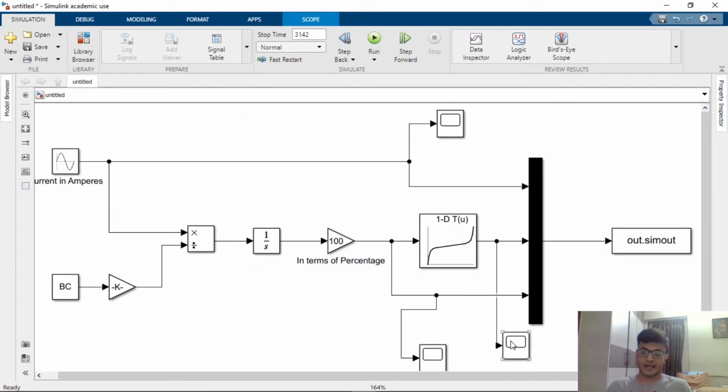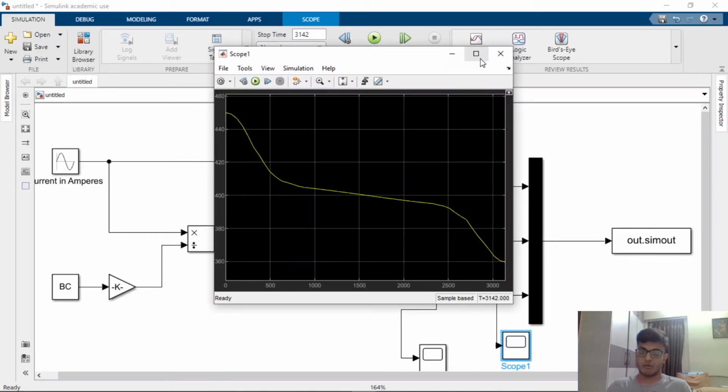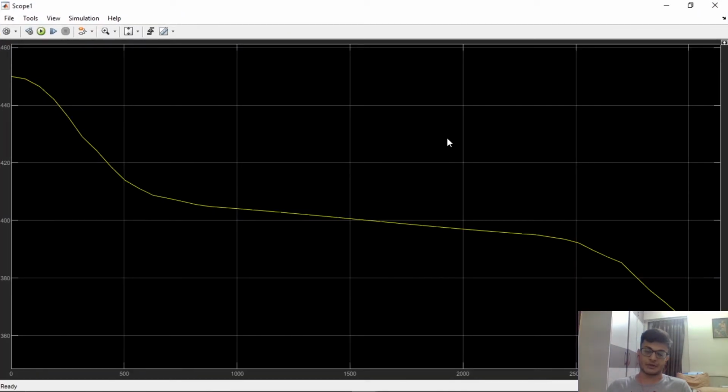Let us have a look at the battery voltage. Now usually battery voltages are divided into three phases. The first is the maximum voltage, the second is the nominal voltage, and the third is the cutoff voltage. The maximum voltage is represented in this area, the nominal voltage corresponds to this area, and the cutoff voltage corresponds to this area. From the graph you can see that the cutoff voltage is close to 360 volts, the maximum voltage is close to 450 volts, and the nominal is close to 400 volts.